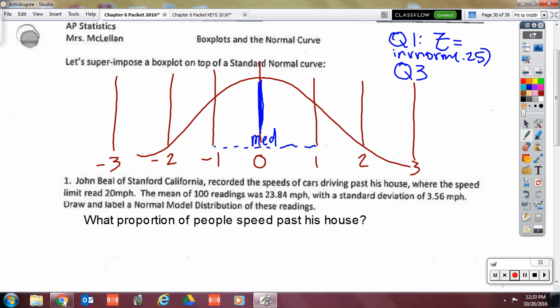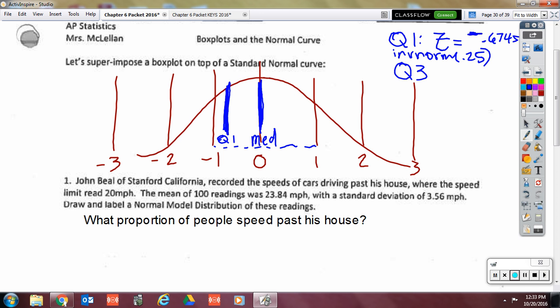Okay? And if you went and put that in, that is -0.6745. So we are about 2/3 of the way to -1. So here's about -0.6745. Okay, that's Q1. All right, so what can you tell me about the z-score for Q3?